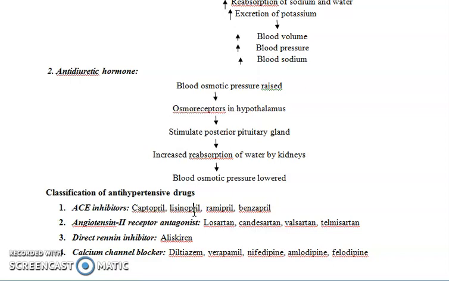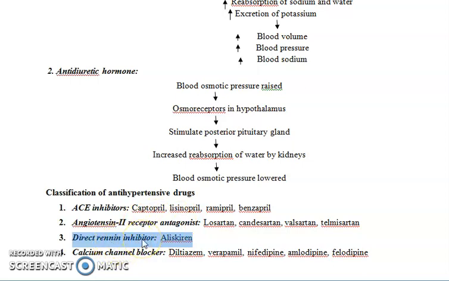Let us go with the classification of antihypertensive drugs, which are classified into 7 types. Come to the first one, ACE inhibitors. Those are captopril, lisinopril, ramipril as well as benazepril. Come to the next one, angiotensin 2 receptor antagonists, that is losartan, candesartan, valsartan as well as telmisartan. Come to the next one, direct renin inhibitor, that is aliskiren. If you see, all these 3 are ACE inhibitors, angiotensin 2 receptor antagonists, and direct renin inhibitor.